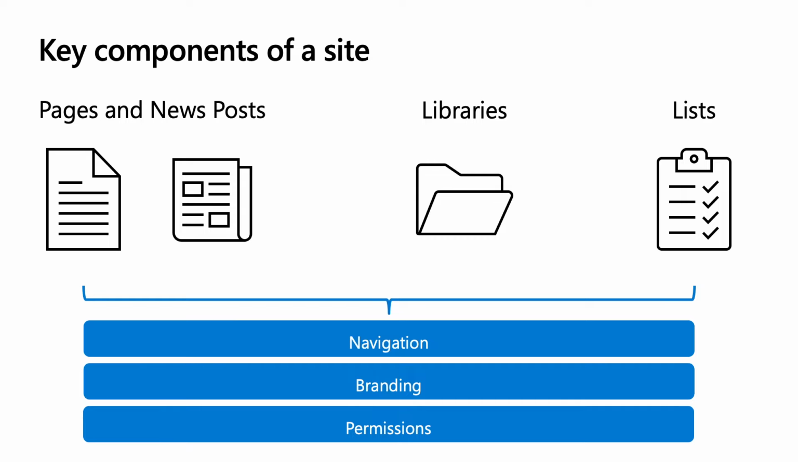So let's talk through some of the key components of a site. You have your pages and news posts, and that includes your homepage. You have libraries, which is where your documents are stored, as well as your pages and your images. And then you have your lists. That's the content in your site. Striped across all of that content is the site's navigation, the site's branding and theming, and also the site permissions.